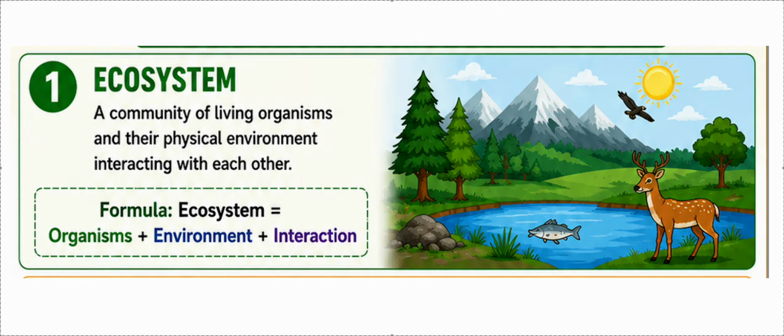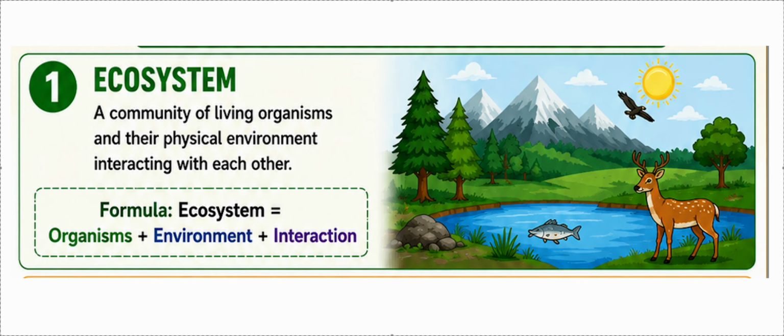So number one is ecosystem. An ecosystem is a place where living organisms interact with each other and with the non-living environment. So if you say this is a formula, ecosystem equals living organism plus the non-living environment plus interaction.